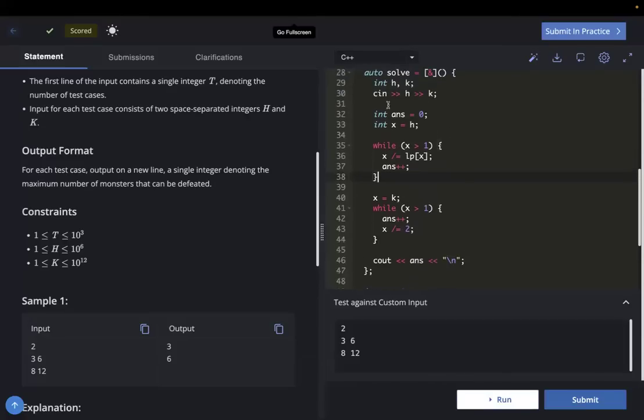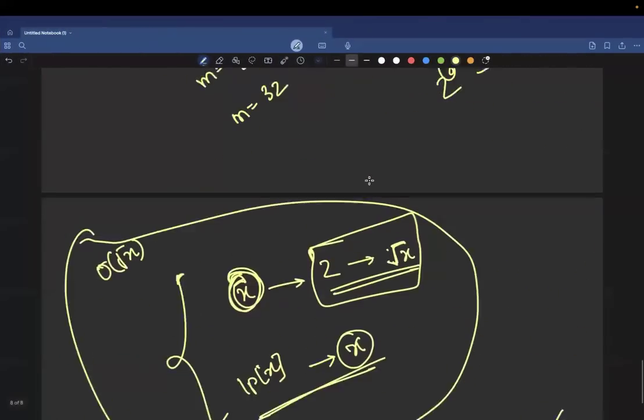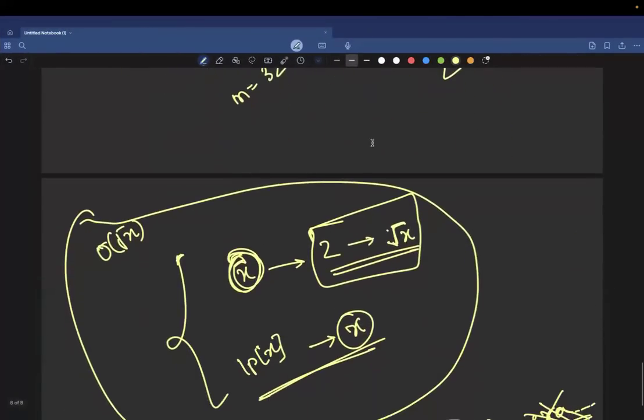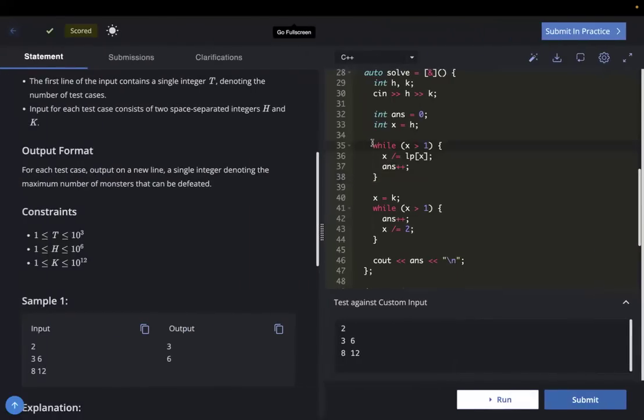And inside my code, for every test case, I'm first of all taking the inputs. Then I initialized a variable x with the value h, and divided it by the lowest prime number it had, as long as the number is greater than 1. So this would actually tell me the number of monsters you could have killed if your health was just h.